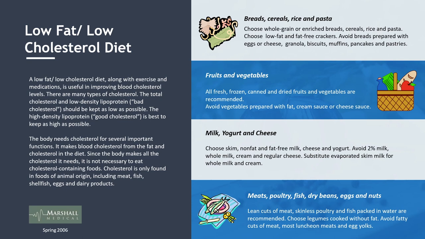The body needs cholesterol for several important functions. It makes blood cholesterol from the fat and cholesterol in the diet. Since the body makes all the cholesterol it needs, it is not necessary to eat cholesterol-containing foods. Cholesterol is only found in foods of animal origin, including meat, fish, shellfish, eggs, and dairy products. Again, study the chart to the right for the food categories, what foods to choose, and what to avoid.